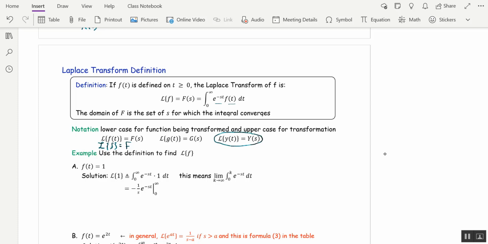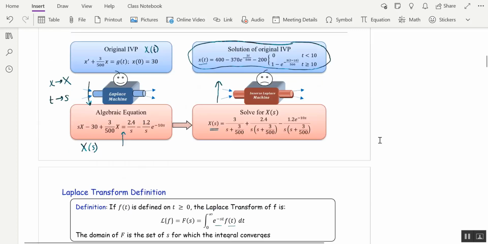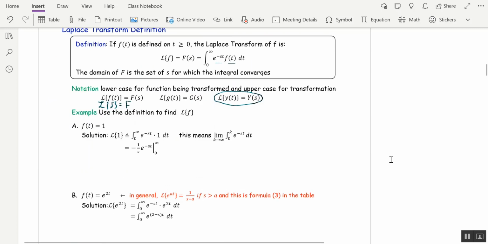Before we use the definition to find some Laplace transforms, I just want to mention that in terms of our image here, we're only today working on finding Laplace transforms. So we aren't even up to this first step yet. We're simply finding the Laplace transform of some functions, but we don't know yet how to take the Laplace transform of a differential equation. So we're going in baby steps.